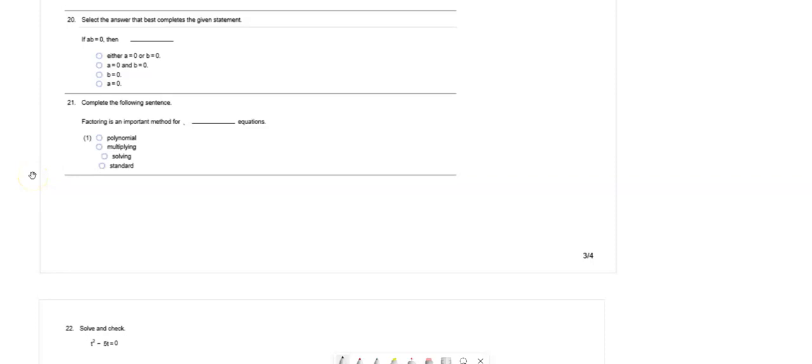Moving on through section 13.6 is where we start to take factoring and apply that concept to solving equations involving factoring. First, with this question: if a b equals 0, then we say that a equals 0 or b equals 0. That is the correct answer to this statement. The next question: factoring is an important method for, and I just mentioned it, solving equations.